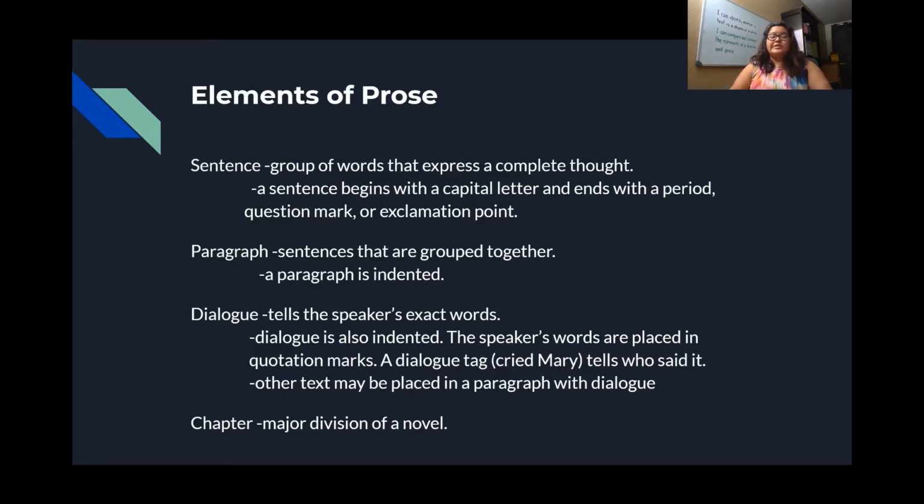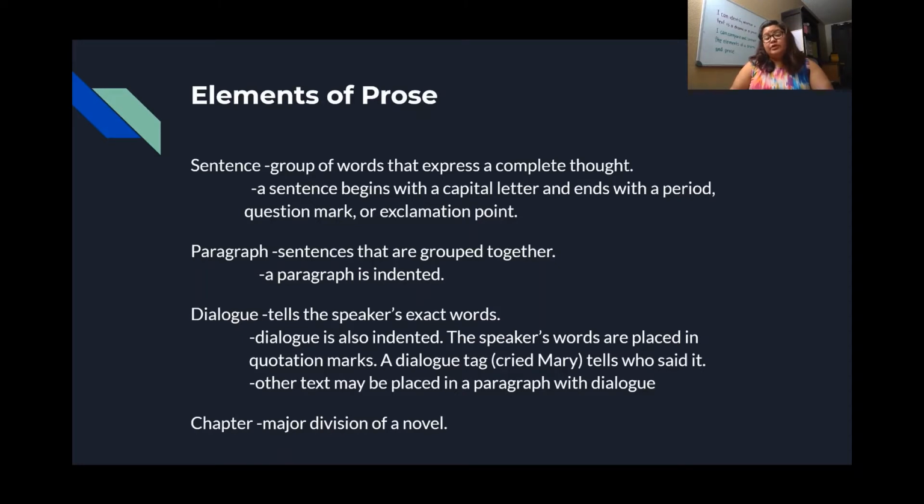All right, a sentence. I know you probably know these definitions, but we're going to go over them. A sentence is a group of words that expresses a complete thought. A sentence begins with a capital letter and ends with a period, question mark, or exclamation point. You know those things. A paragraph is sentences that are grouped together, and a paragraph is indented.